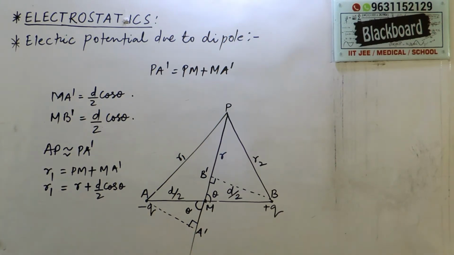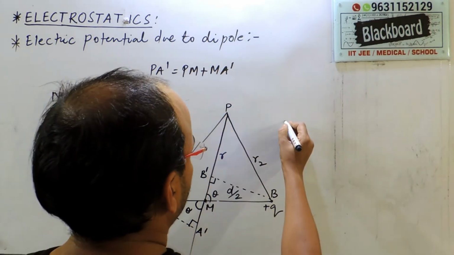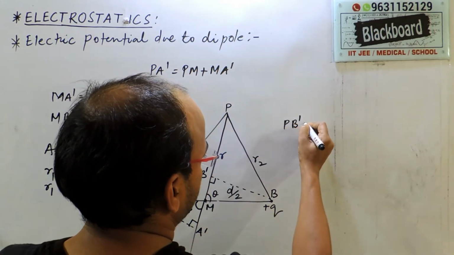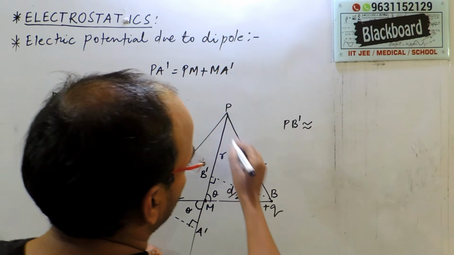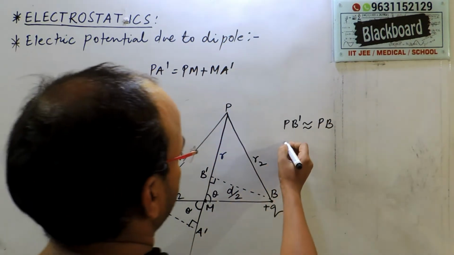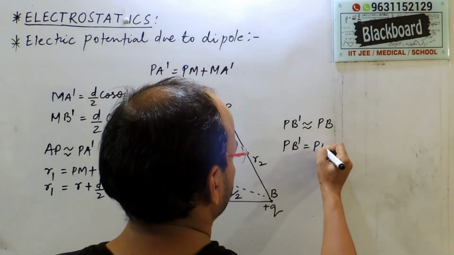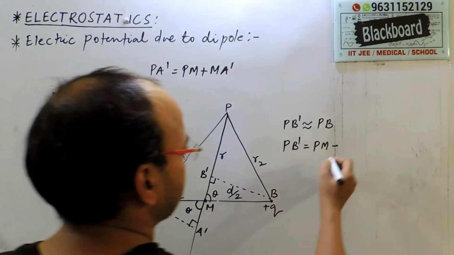Next, for r2, see what we will write. Now here from geometry, PB dash is approximately equal to PB. And here PB dash is equal to PM minus MB dash.